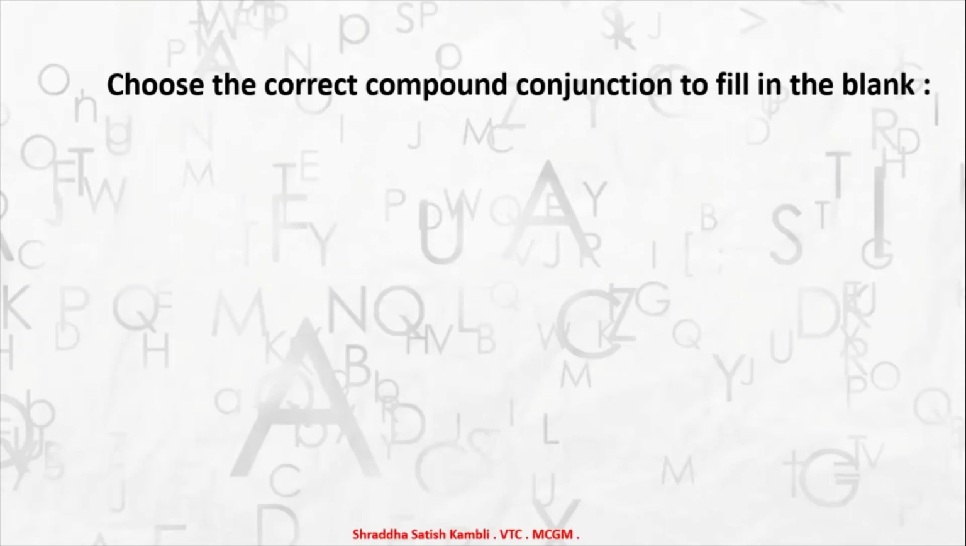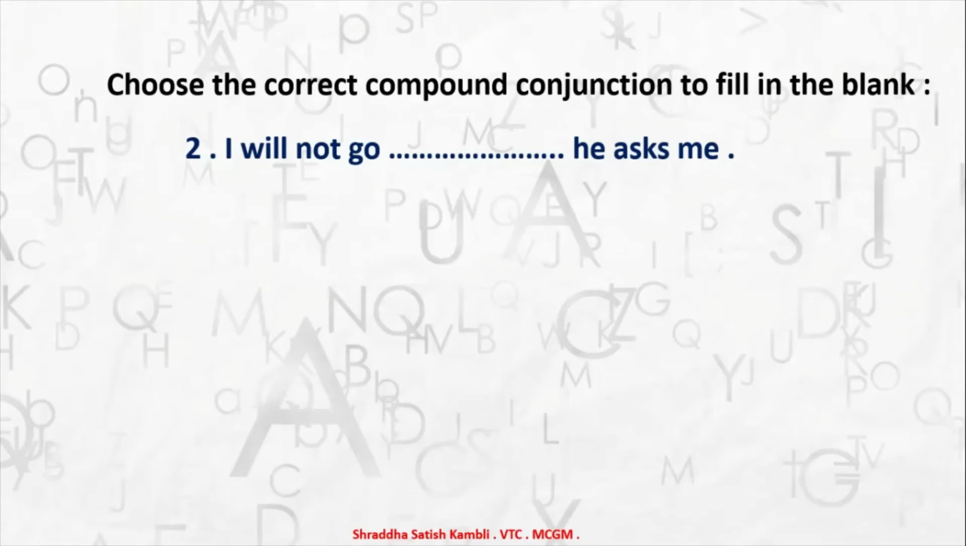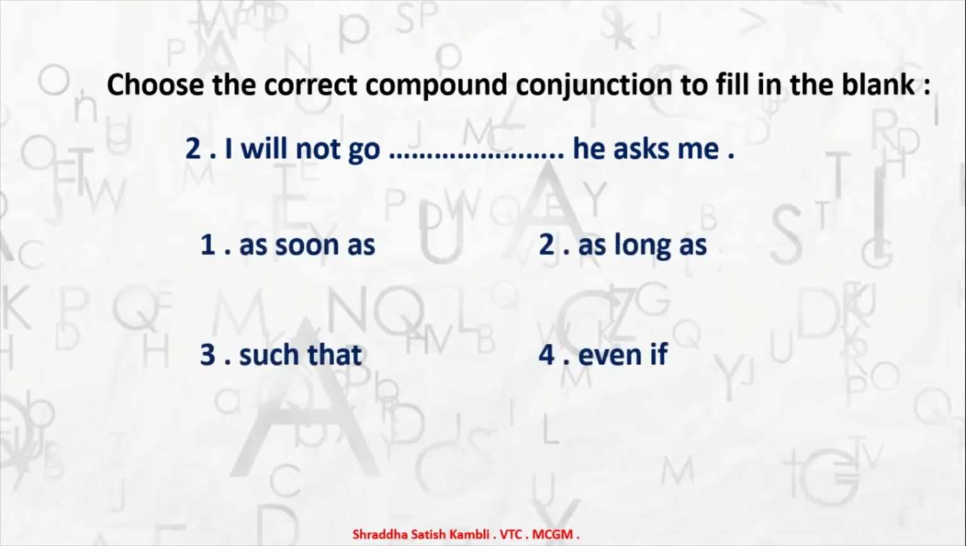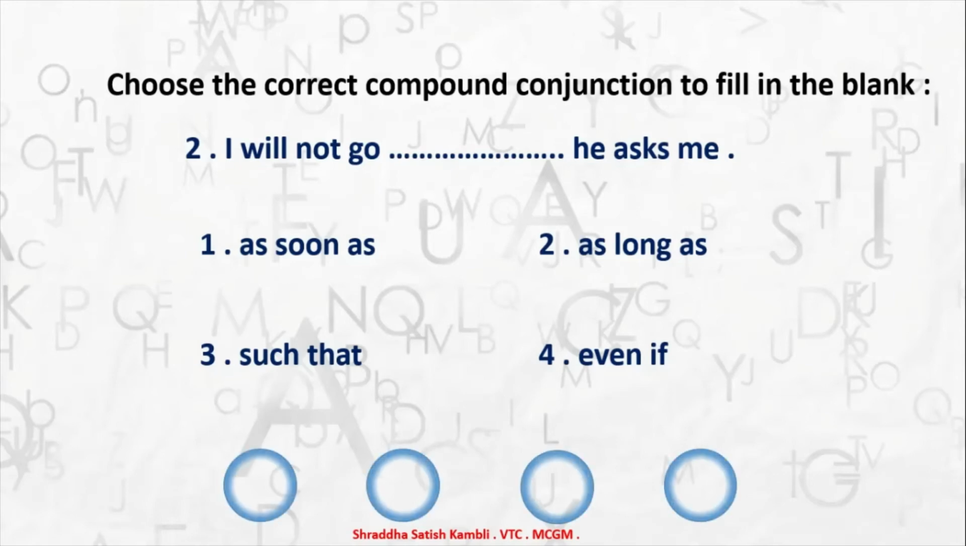Come to example 2. We have the second sentence here for you. I will not go, dash, he asks me. So it is, I will not go as soon as he asks me. I will not go as long as he asks me. I will not go such that he asks me. I will not go even if he asks me. So 1, 2, 3, 4. Which one do you think is the right one? It is the fourth one. I will not go even if he asks me. Okay.